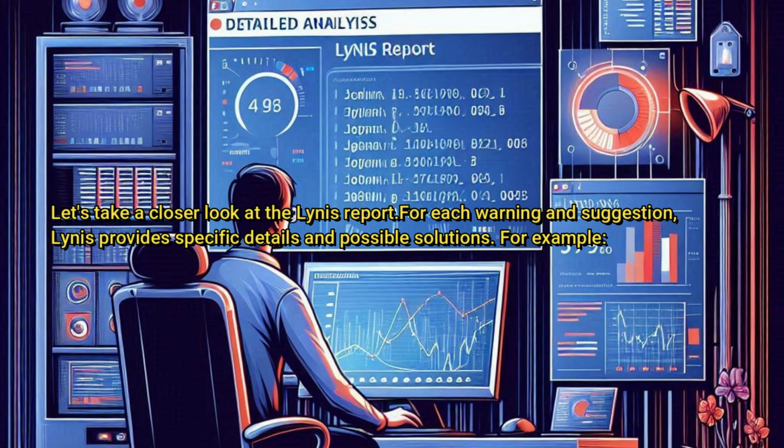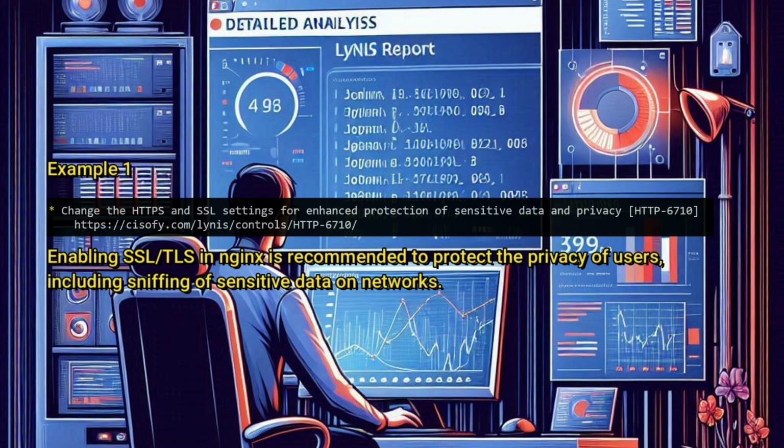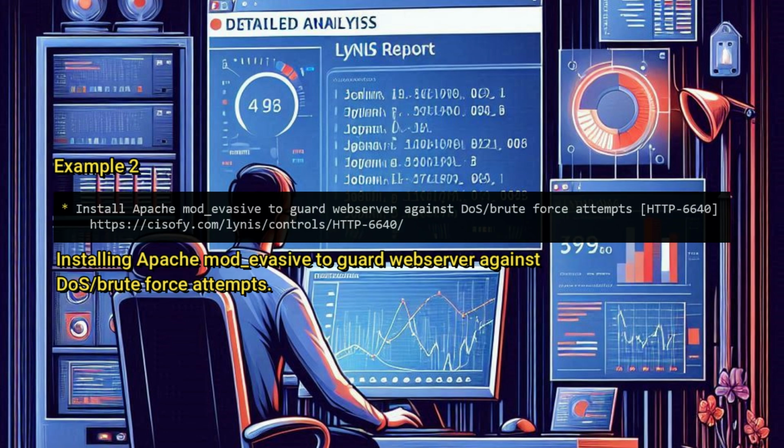For example, enabling SSL/TLS in Nginx is recommended to protect the privacy of users, including sniffing of sensitive data on networks. Installing Apache mod_evasive to guard the web server against DoS and brute force attempts.